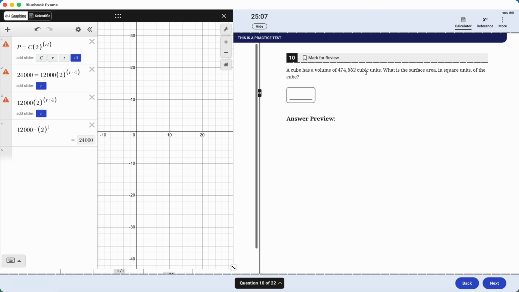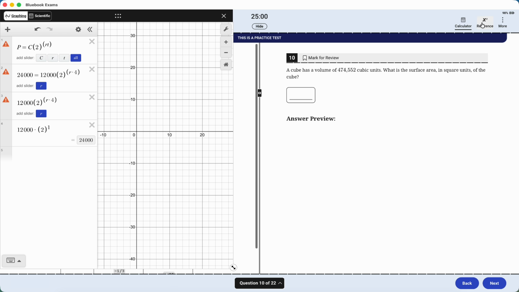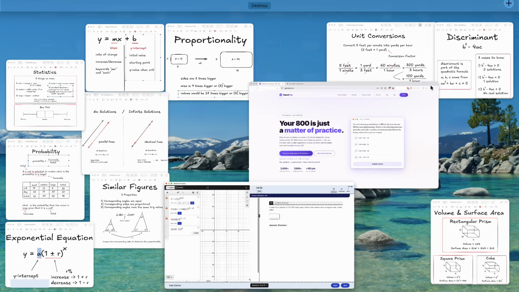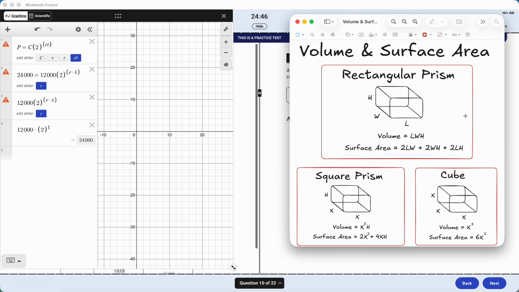Next one, a cube has a volume of 474,552 cubic units. What's the surface area? Okay, you do get these formulas in the reference sheet, and they give you volume. They don't give you a cube specifically, so I got something for that because it's a common thing. Volume and surface area, the rectangular prism, that's the one they give you. They tell you volume, they don't tell you surface area. So either you have to memorize that or know how to derive it, right?